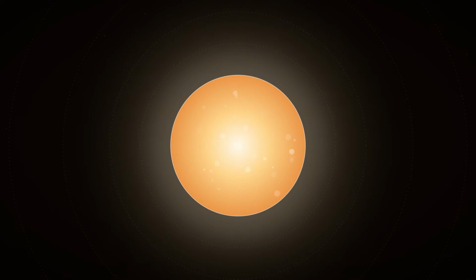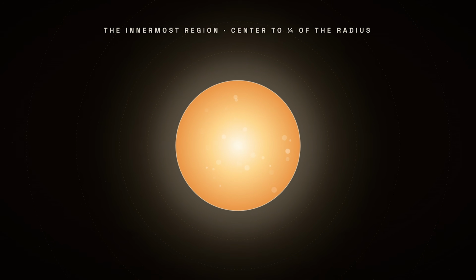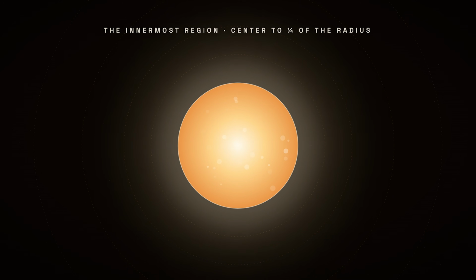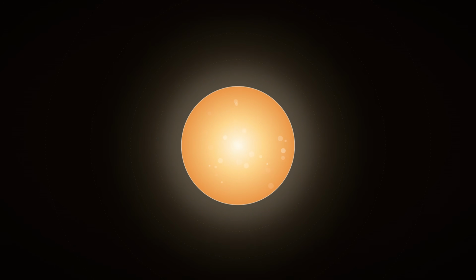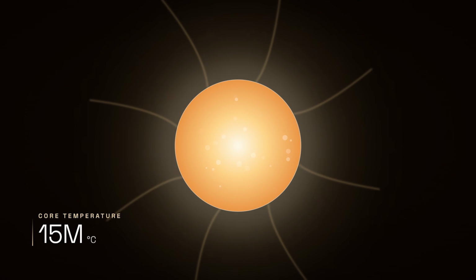Core. The core is the innermost region of the Sun, extending from the center to about a quarter of the way to the surface. It holds only 2% of the Sun's volume, but roughly a third of its mass, compressed to a density around 150 times that of water. Temperatures reach 15 million degrees Celsius.